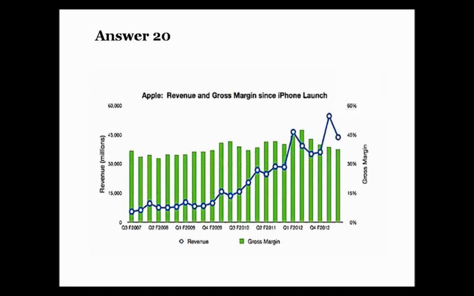Last but not the least, the gross margin during the period is relatively constant at the figure of around 40%. In conclusion, it seems that there is no correlation between the trend of revenue and gross margin.